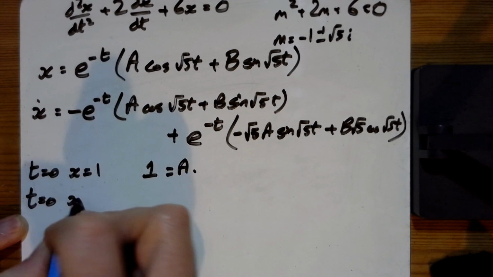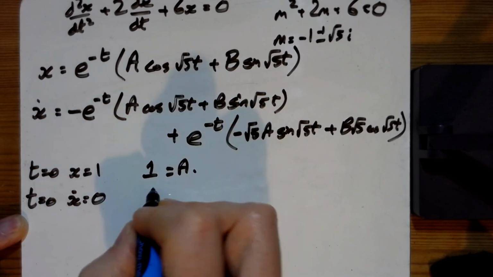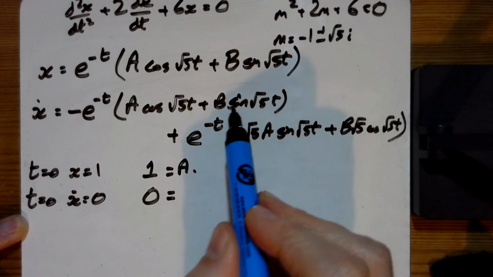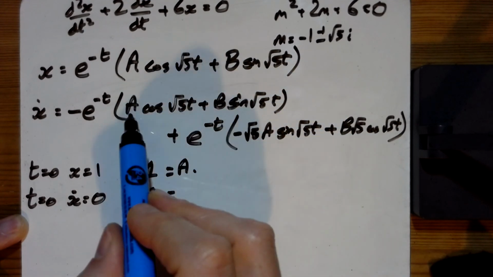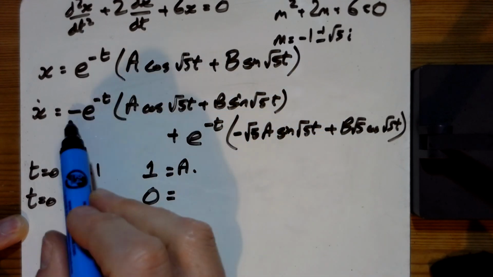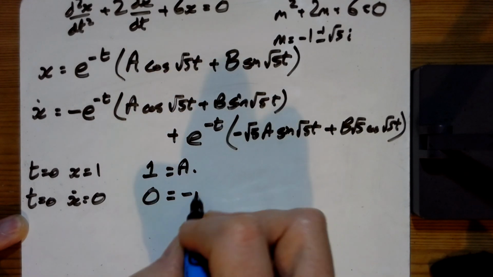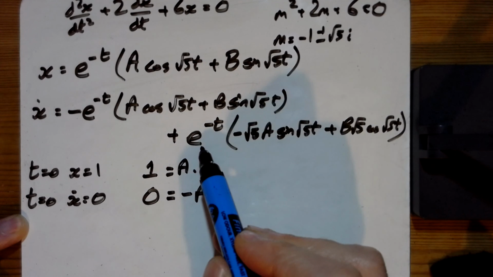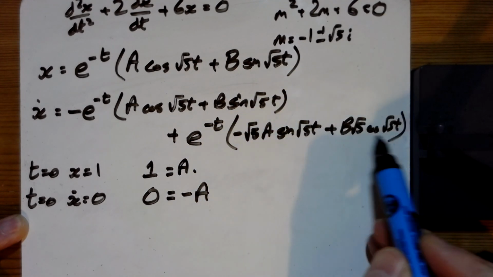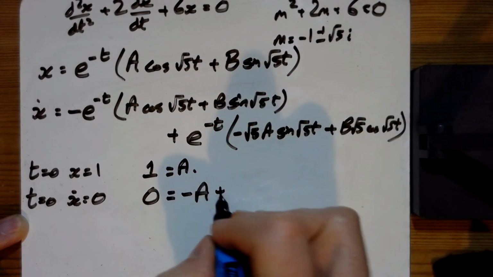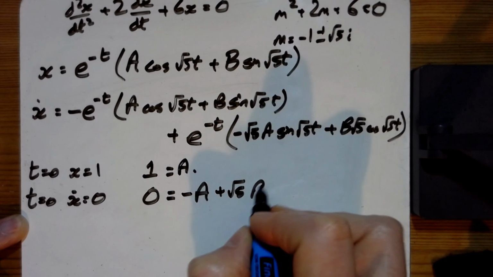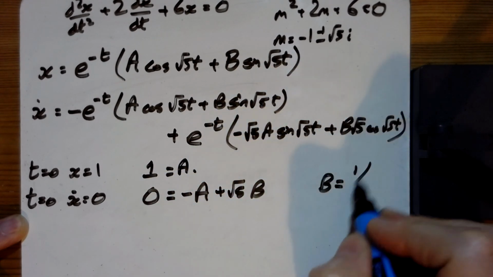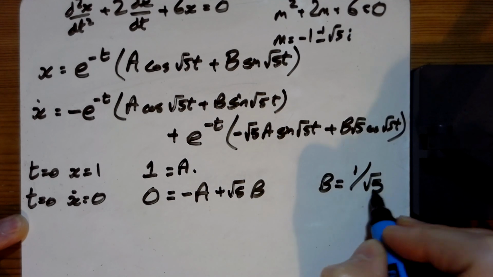We also know that the velocity is equal to 0. So 0 equals, putting the 0 in here, that bit's 0, that bit's 1. So we've got a times, but that's a minus. So I've got a minus a through there. Putting the 0 in this part here, 1, 0. This bit here is the 1 here, so we've got root 5b plus root 5b. We know that a is 1, and so that means b is 1 over root 5.